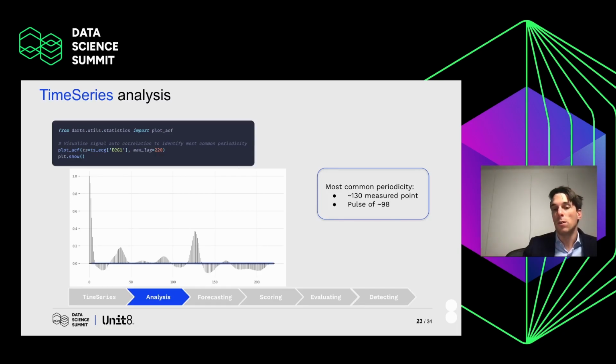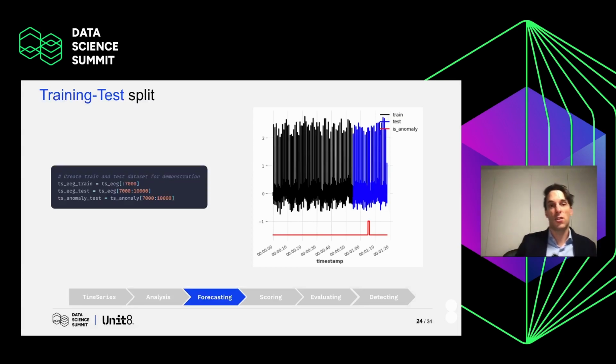So once we know the time span required for one single heartbeat, we can create a train test split for developing the anomaly detection model. Just by visualizing, we can see that in the training dataset we do not have any anomaly. On the other hand, in the test set we're going to have one anomaly, and we hope that the trained anomaly detection model is going to be able to identify it.